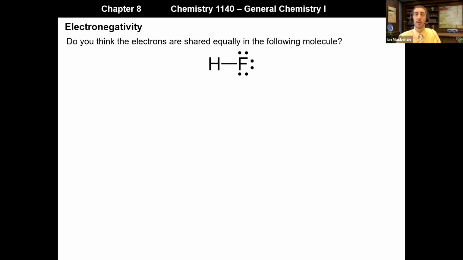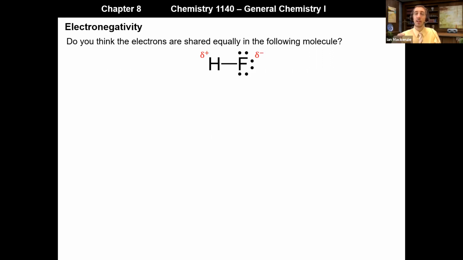So the electrons we're talking about are the electrons in the bond. Shared electrons between hydrogen and fluorine, are those electrons shared equally? It turns out that they're not shared equally. Fluorine takes more than its fair share of those electrons. So the electrons spend more time around fluorine, and that leaves hydrogen kind of out in the cold, not having its fair share of electrons.